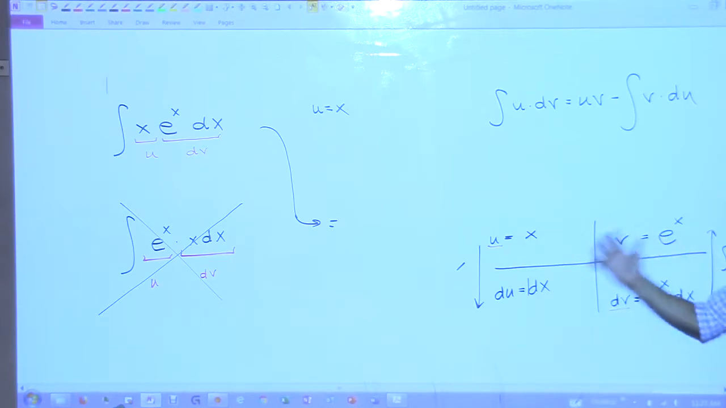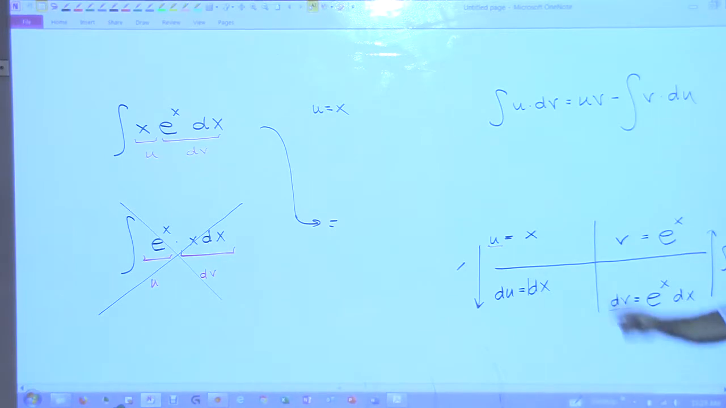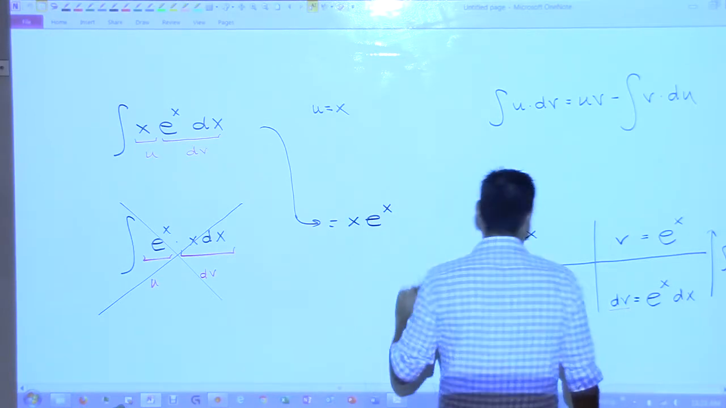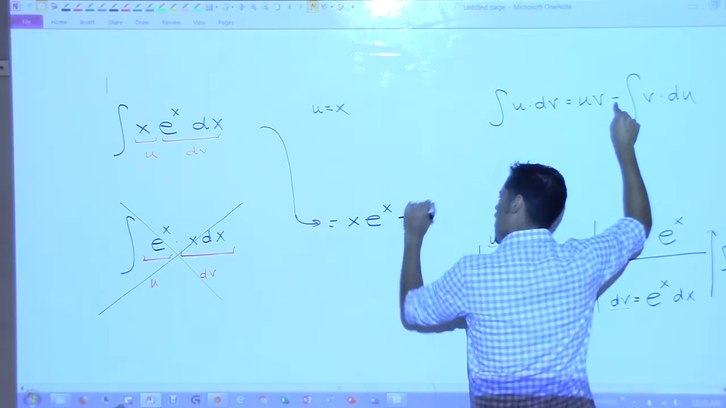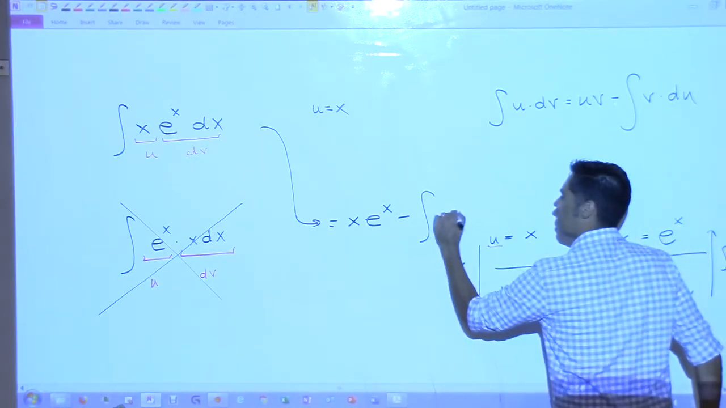All right, so now, after I've got this table, I just write this down, ultraviolet minus voodoo. So what's ultraviolet? U times v will be that times that, right? No integral sign, just u times v. So this is equal to x e to the x. And then what's the next thing in the formula? Minus the integral of v du. So v is this, right? e to the x. And what's du? dx. e to the x dx.